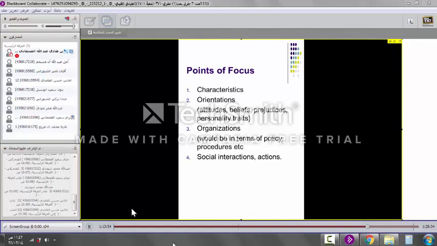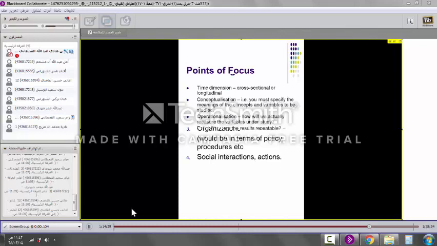That may be taken in consideration: orientations, characteristics, attitudes, beliefs, prejudices, personality traits, etc. And people's orientation, I mean people's attitudes. Organizations would be in terms of policy, procedures of organization, how they affect the efficiency of the organization, types of policies involved, etc. And social interactions, and I gave you examples of them before.